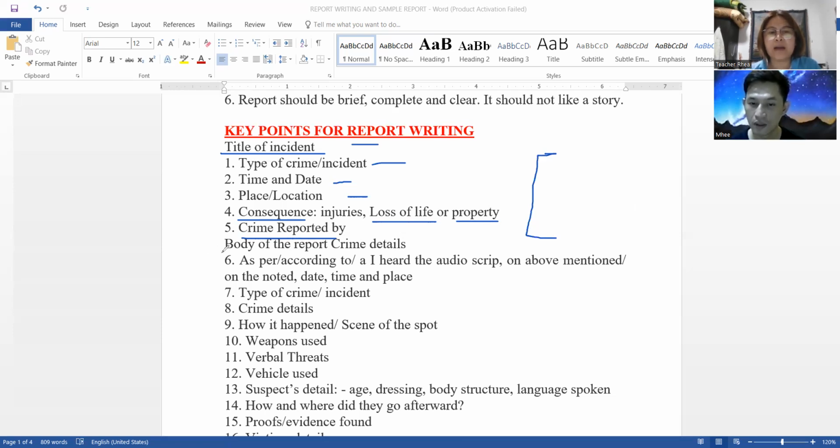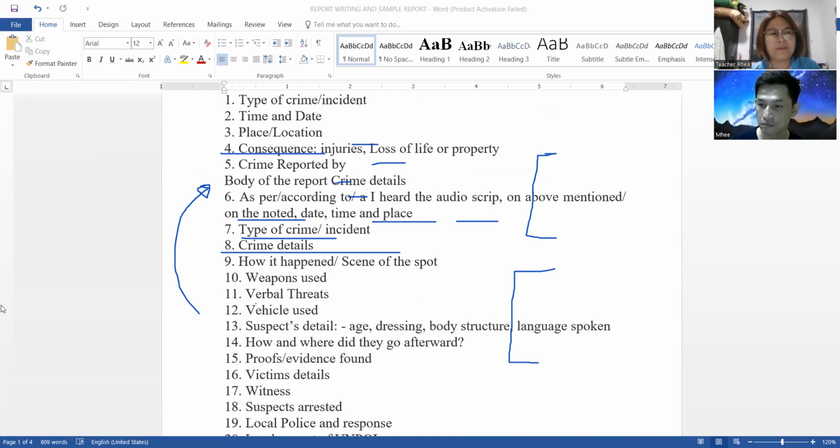Then the second paragraph is the body of the report, the details. You write the details, what really happened. So as per, or according to, what I heard in the audio script, on the above mentioned noted date, time and place. So the type of crime is based accordingly on the first paragraph.